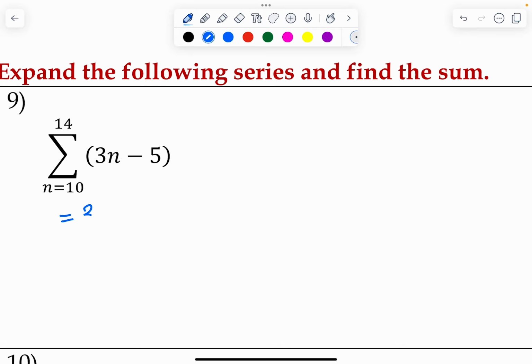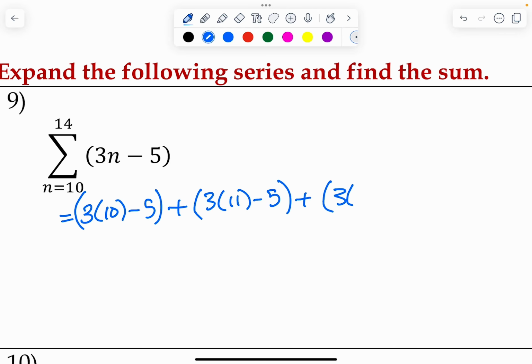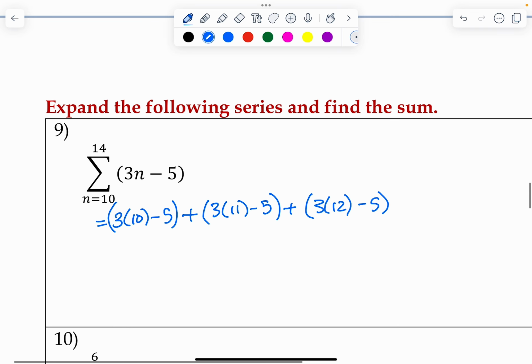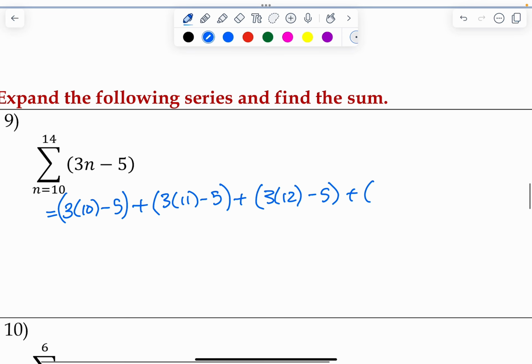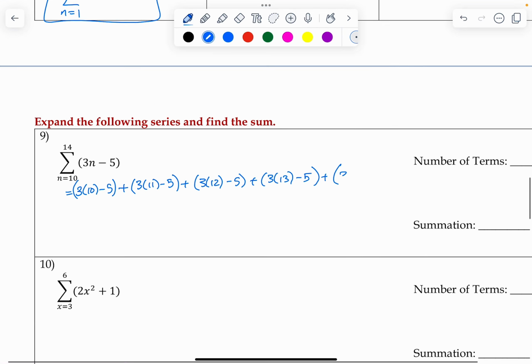So this first term is 3 times 10 minus 5. That's the first term. Plus, I'm going to put those in parentheses. The second term, 3 times 11 minus 5. Plus, here comes the next term, 3 times 12 minus 5, plus 3 times 13 minus 5, and then I get to 14. 3 times 14 minus 5. I plug 14 in and I stop.